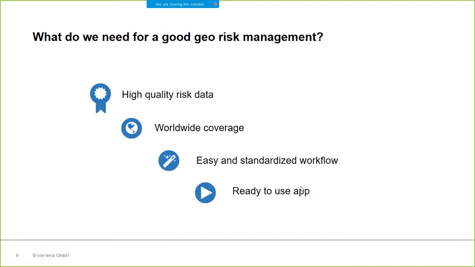And the last point is that we want to directly start using this application. So we don't want to bother our internal IT to install software for me. We just want to start directly without a software installation process that could be difficult to deal with in a large company. And we also don't want to have updates of the software and updates of the data that we have to do on our own. We just want a ready-to-use web application. So these are the 4 points that we think we need for a good geo risk management.